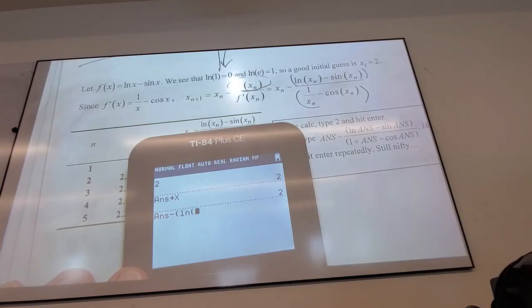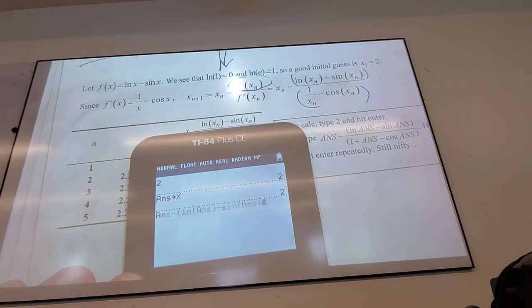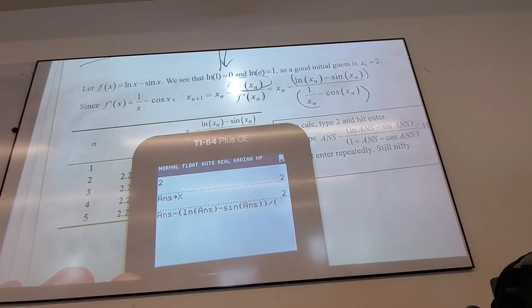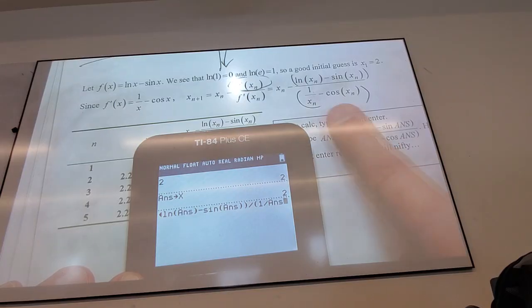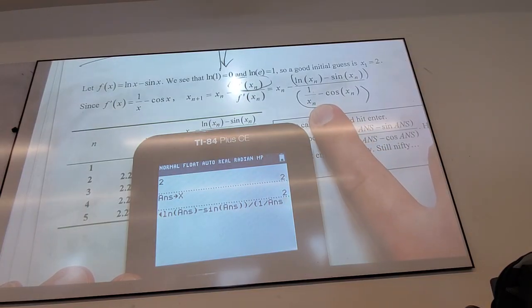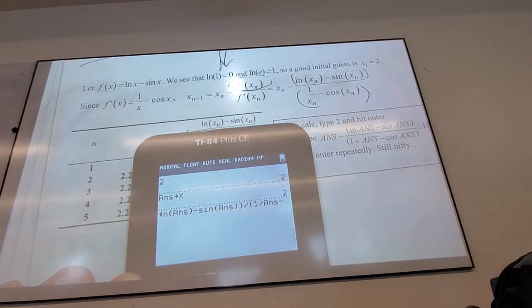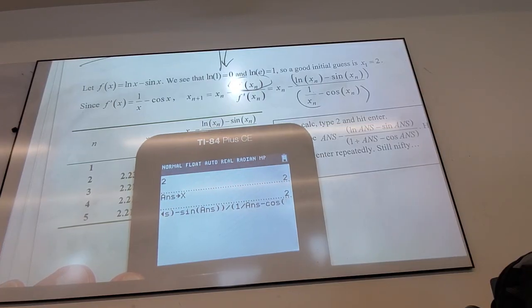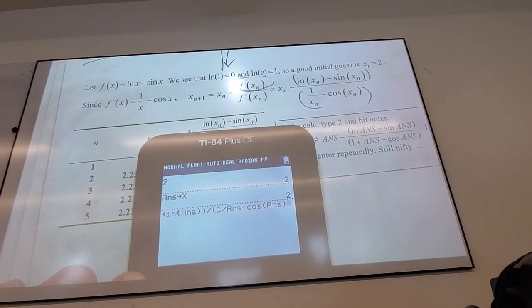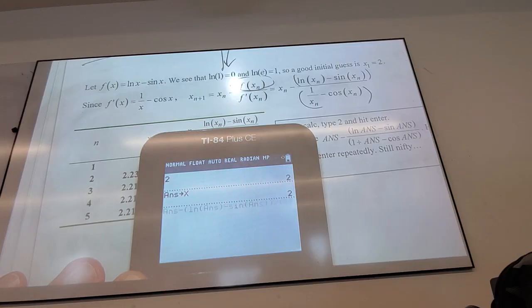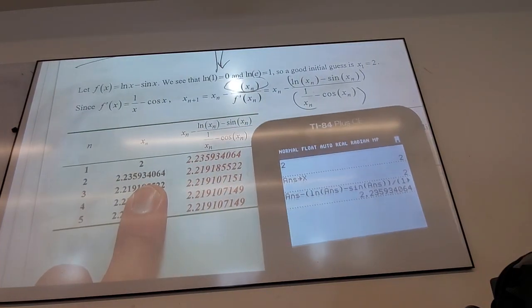Natural log of answer, close parentheses, minus sine of answer, close parentheses, divided by parentheses, 1 divided by answer. So everywhere I see an xn, I'm going to put an answer, minus cosine of answer, parenthesis, parenthesis. Now watch this. If I do this once, that's x2. You with me? That's x2.